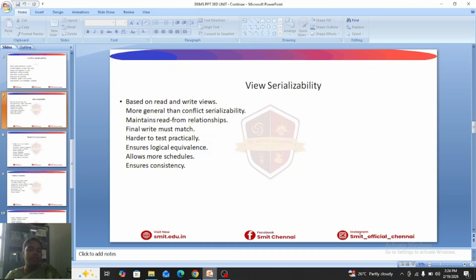More general than conflict serializability. Maintains read-from relationship. Final write must match. Harder to test practically. Ensures logical equivalence. Allows more schedules. Ensures consistency.